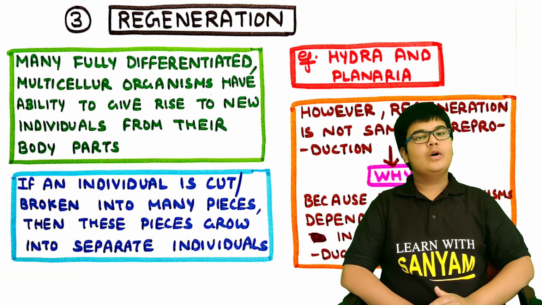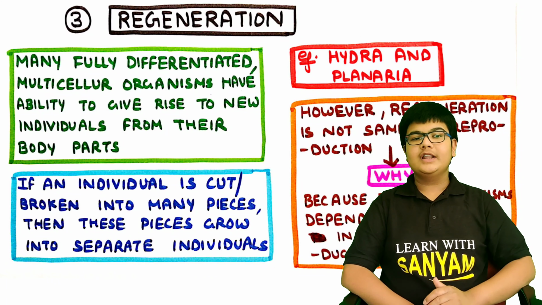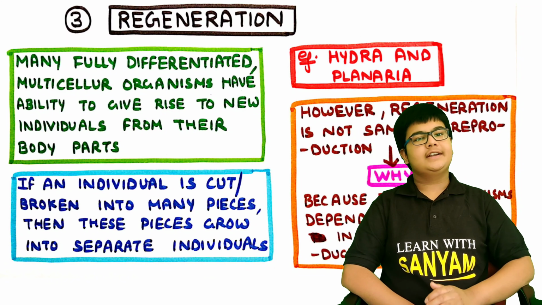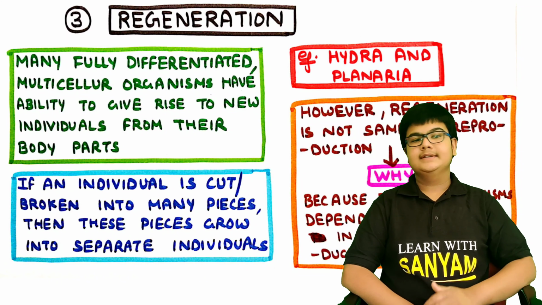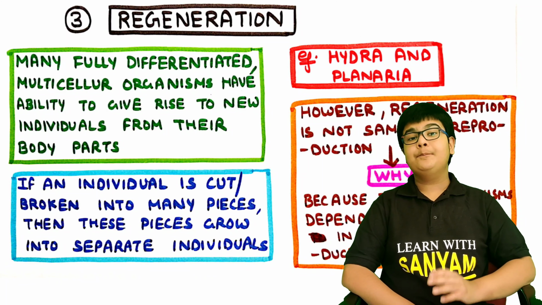Now let's return to our modes of asexual reproduction. And the third mode is regeneration. Many fully differentiated multicellular organisms have the ability to give rise to new individuals from their body parts.